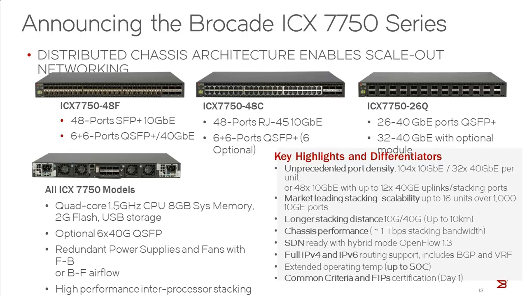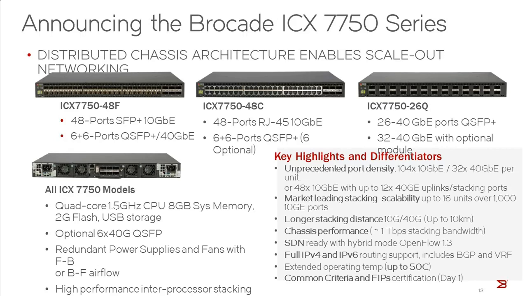Moving over to the right, the ICX 7750 48C provides 48 ports of 10 gig copper and up to 12 ports of 40 gig QSFP plus. Again, 6 ports ship with the unit for 40 gig, and there's an expansion module on the back that can support an additional 6 more. The ICX 7750 26Q provides 26 ports of 40 gig in a QSFP plus form factor. You could get up to 32 ports of 40 gig with that optional expansion module inserted in the back.